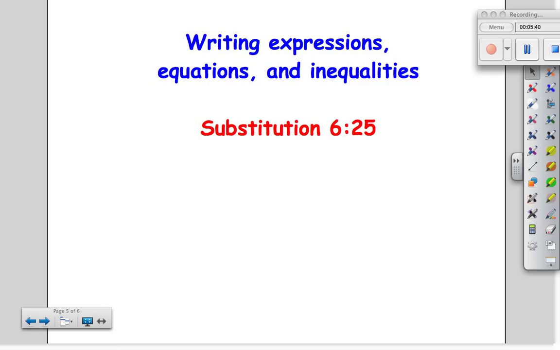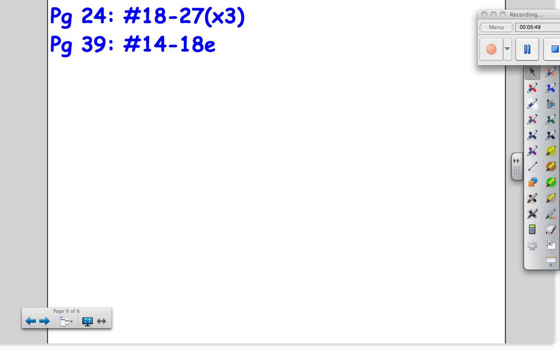Don't do the homework at the end of that section, but do the homework that's going to be in the next couple seconds here on this slide. For your homework for this section, you're going to do page 24, 18 through 27. That x3 means multiples of 3, so you're going to do every third problem. So you'll do 18, 21, 24, and 27. The other portion is on page 39, 14 through 18 even.